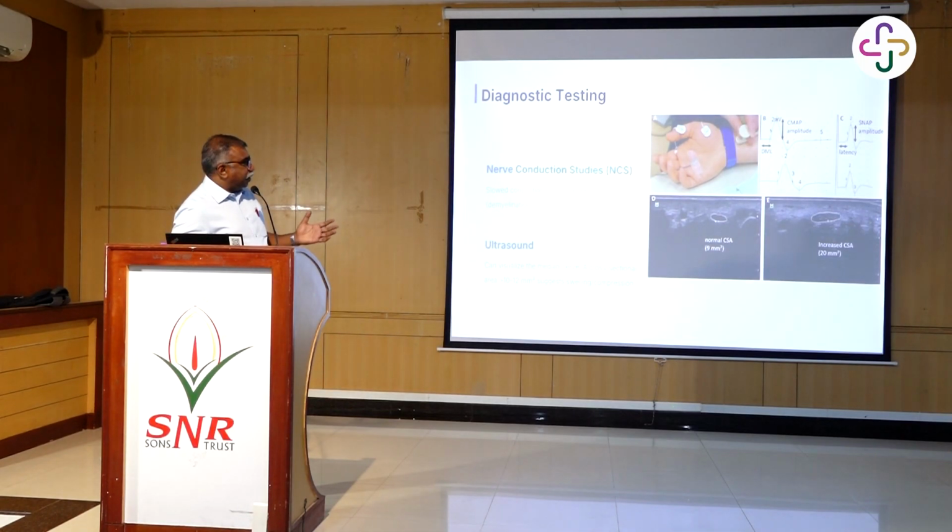For easy understanding, normally it is about 3 milliseconds for the current to pass from here to here. But in a severe carpal tunnel syndrome, it's more than 5 milliseconds. And anything in between could be a mild or a moderate.